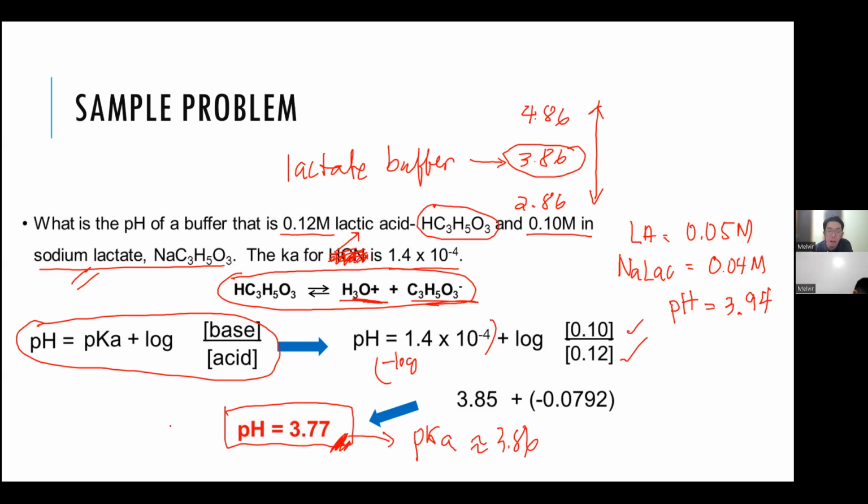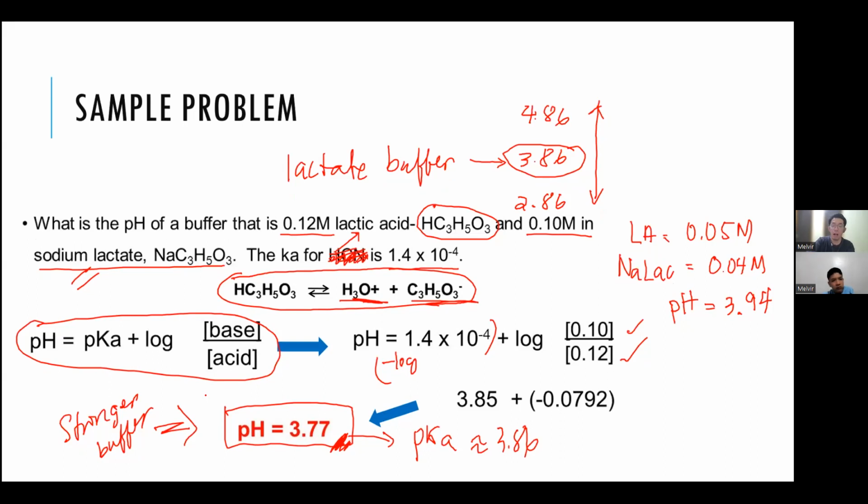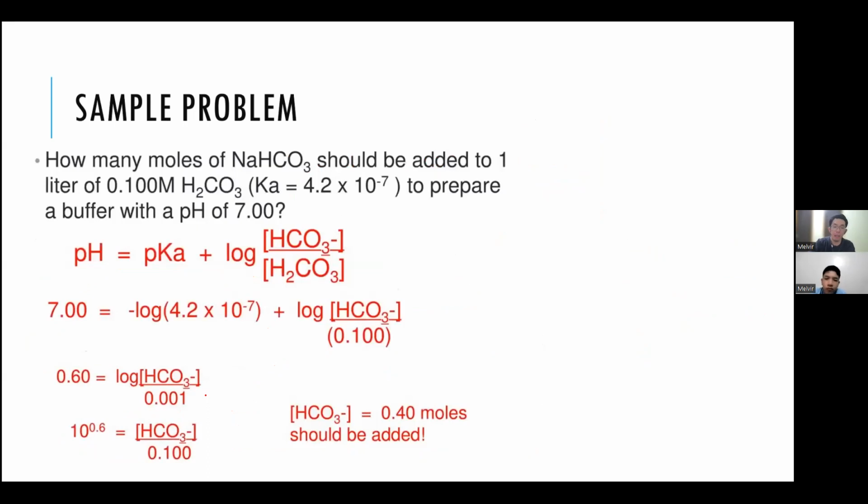Now, the stronger buffer there, Joshua, the answer, of course, you're right, is the 3.77. It's the stronger buffer. Aside from your pH being quite near to your pKa, the concentrations of your weak acid component and its conjugate base are higher compared to your 3.94 buffer. The concentrations of its components are only 0.05 and 0.04 molar. Okay? I have one more to solve here.